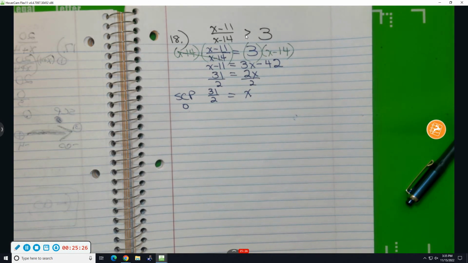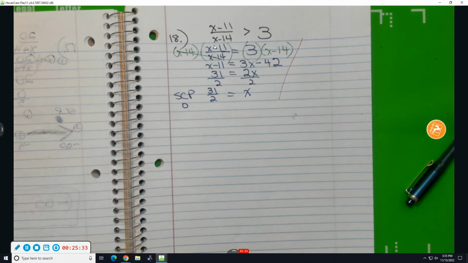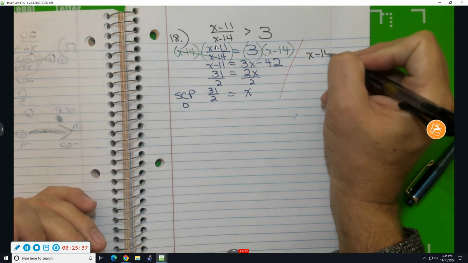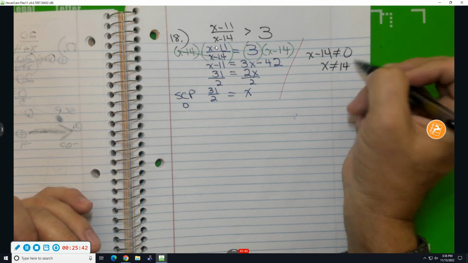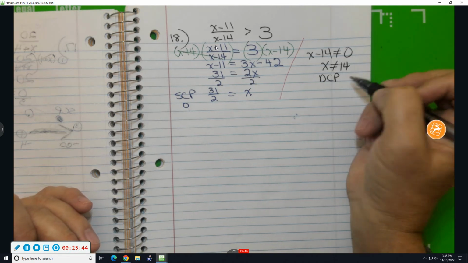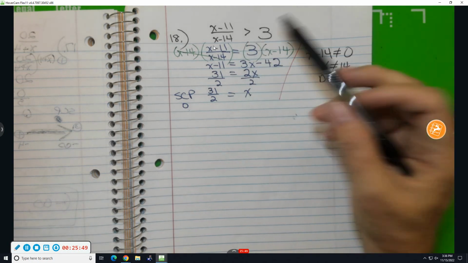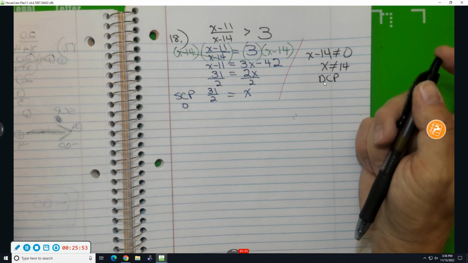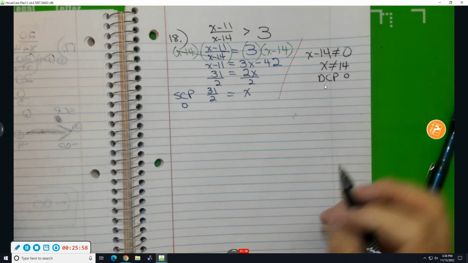Will there be a denominator cut point? Yes, because I see a denominator. We don't want that denominator to be 0. X minus 14 cannot equal 0, so x cannot equal 14. How do we always label denominator cut points, regardless of the original problem? Denominator cut points, do you ever want them shaded in? No, so you always use an open circle.